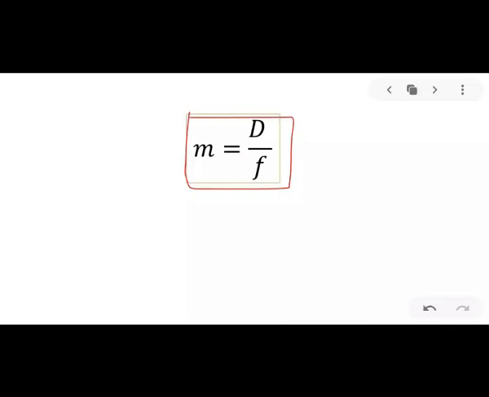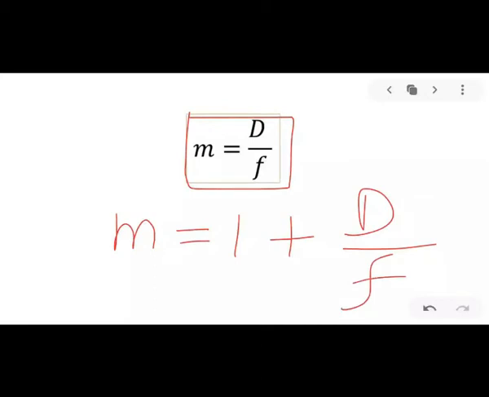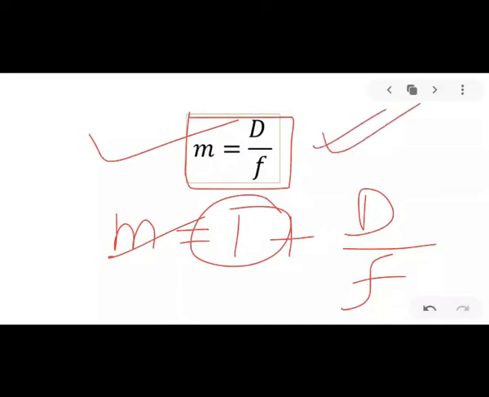Now, you know the magnification when the image was formed at the least distance of distinct vision was m equals 1 plus d by f. So what difference do you see? In our case, this magnification is 1 less than the magnification formed at the near point. But which one will be more comfortable? This one will be more comfortable, when the final image is formed at infinity.